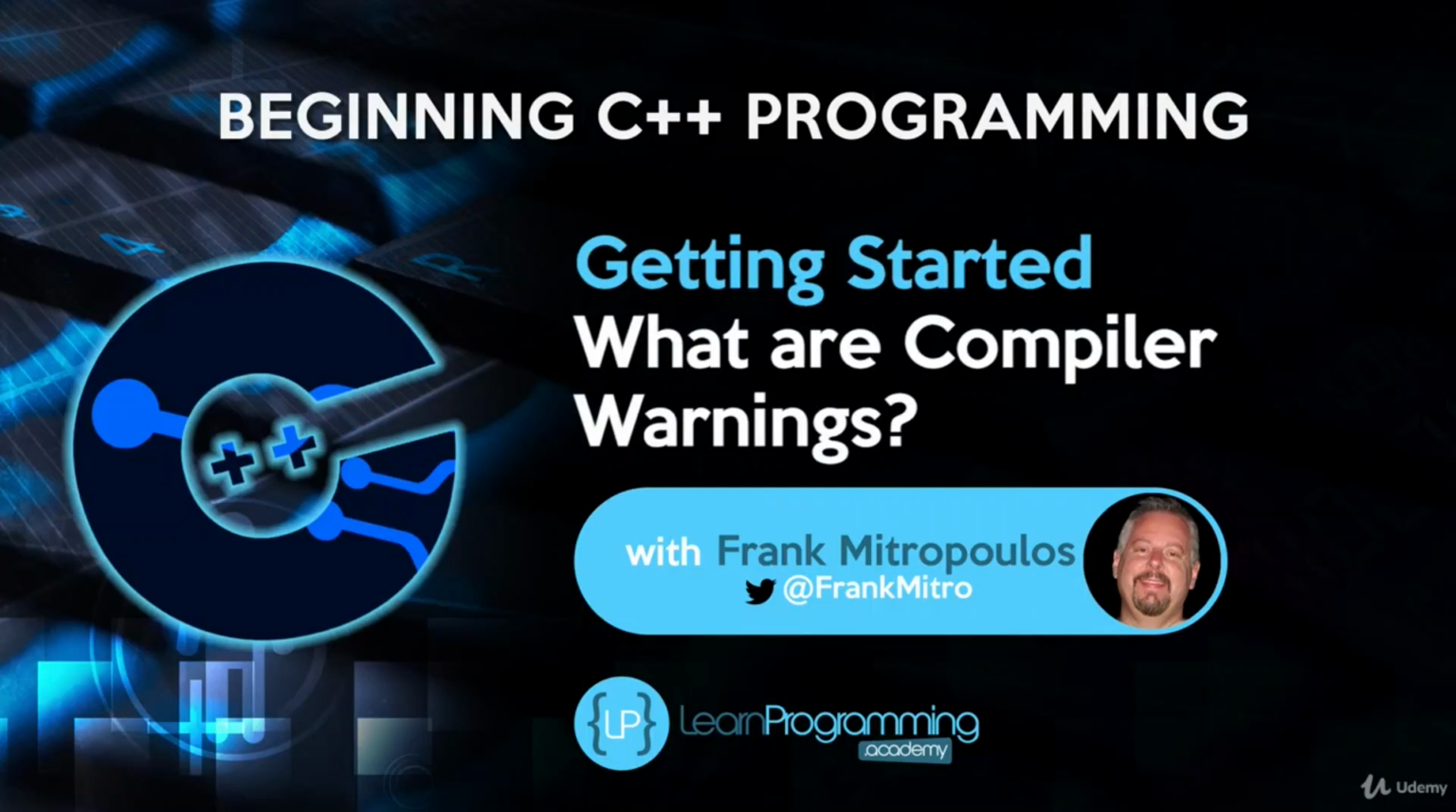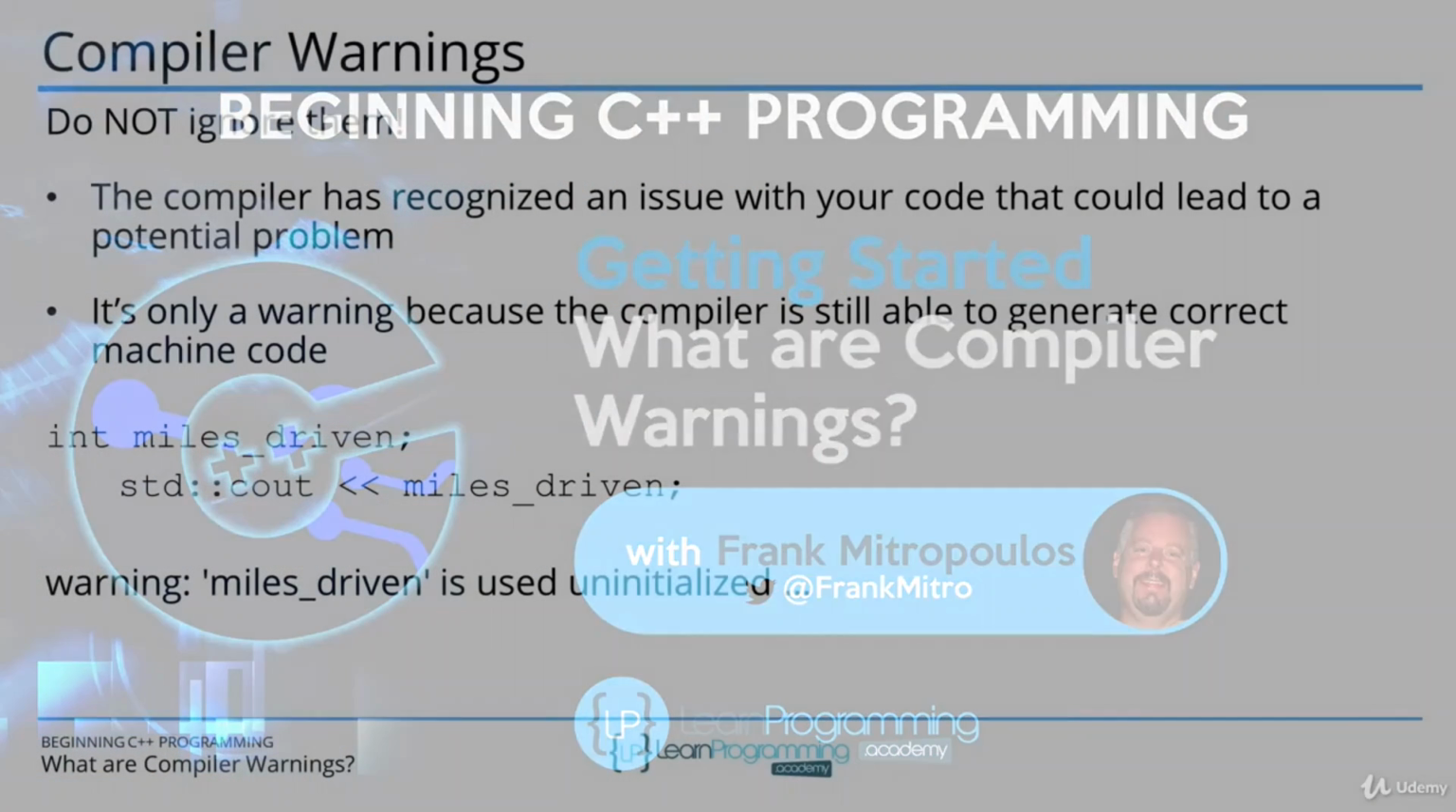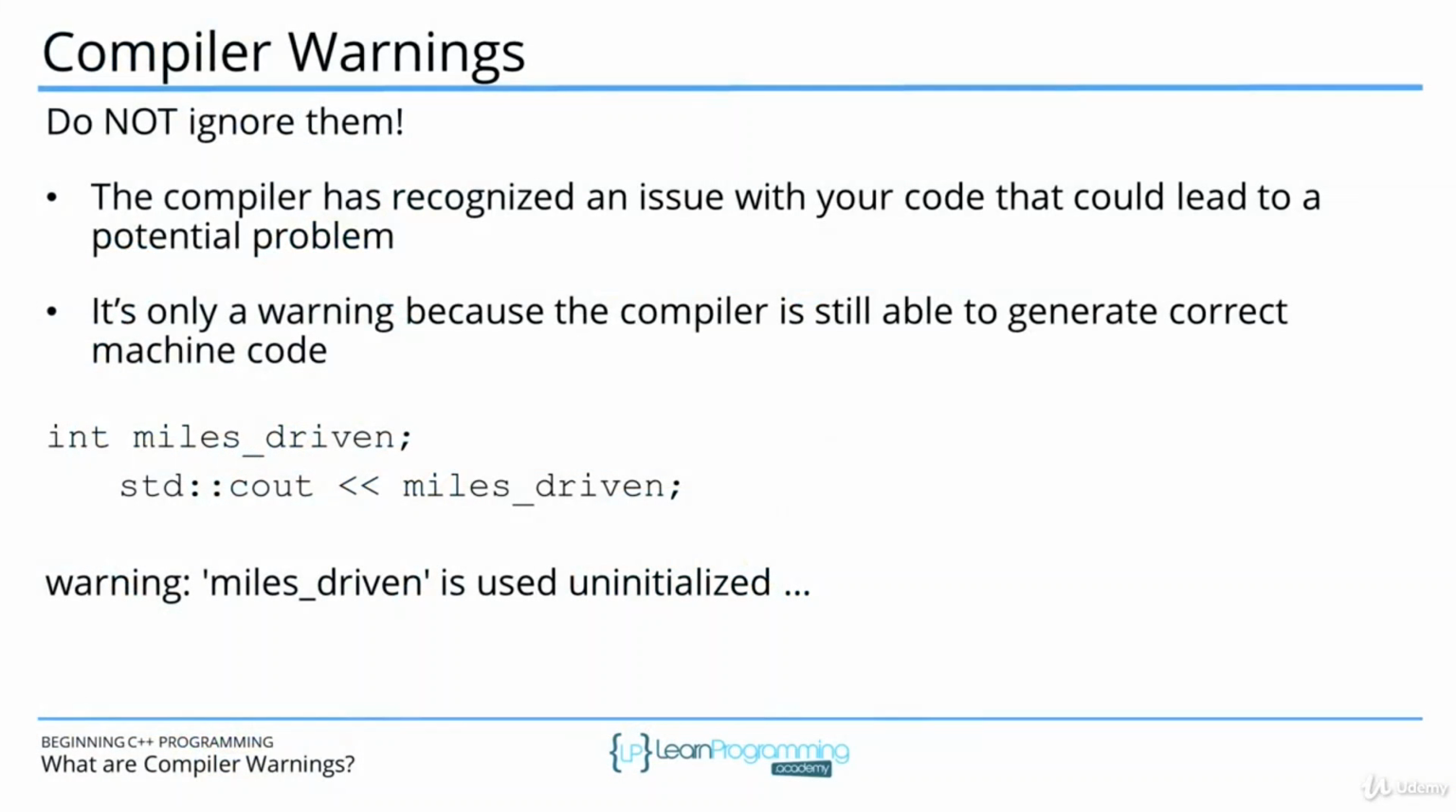In this video, we'll talk about compiler warnings and why they happen. Big tip. Don't ignore compiler warnings. We'll talk more about that in a minute. The compiler has noticed a potential problem in your code and it's warning you about it. That's what compiler warnings are all about. It's only a warning because the compiler is still able to understand your code and produce object code from it. However, it's letting you know to be aware that something could be problematic.